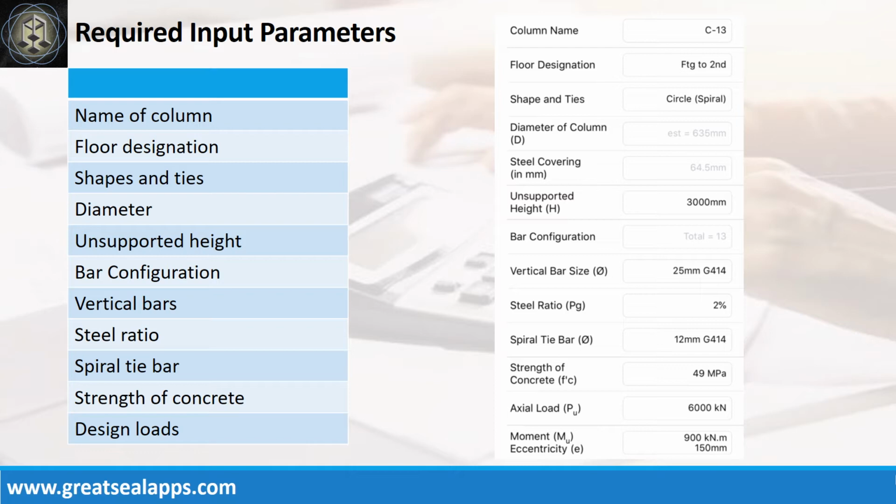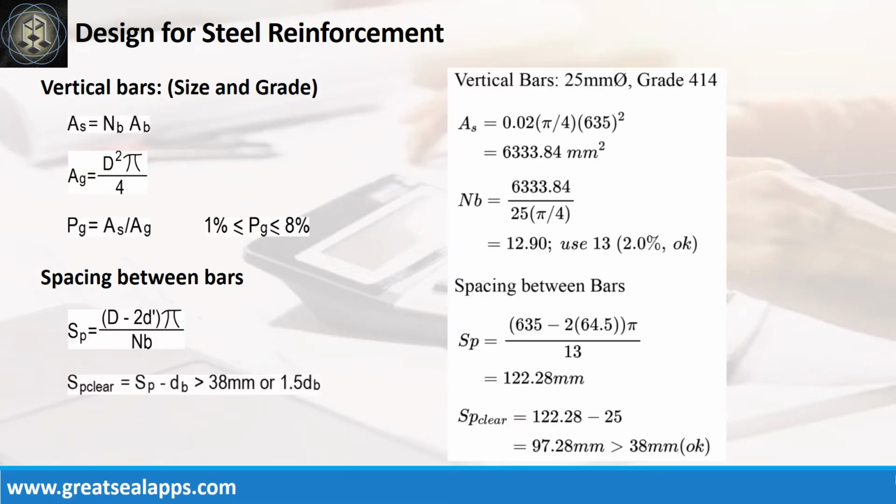and eccentricity 150 mm. Given steel ratio equals 2% and assumed column diameter equals 635 mm, the area of steel is 6,333.84 square millimeters, and the number of vertical bars for 25 mm bar is 13. The spacing between bars is 122.28 mm and 97.28 mm for clear spacing.